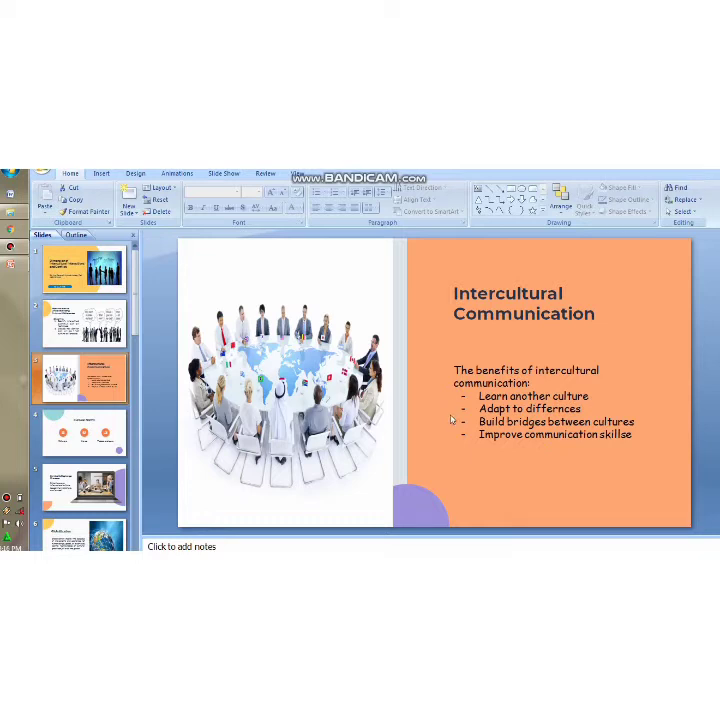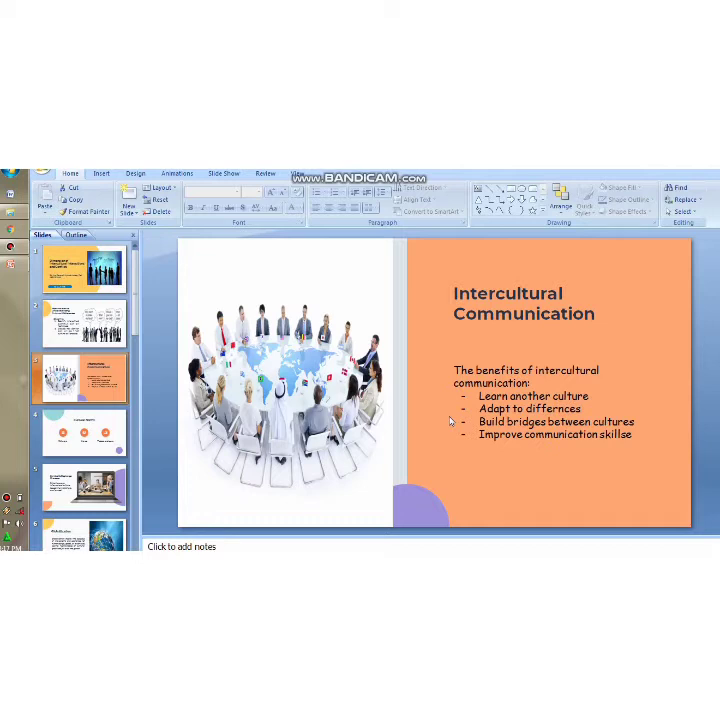And the third is build bridges between cultures. Most conflicts between cultures occur because both parties do not want to communicate and understand each other. If we are willing to open ourselves up to learn new things, then the conflicts between cultures that often occur can actually be avoided. And the last benefit is improve communication skills.